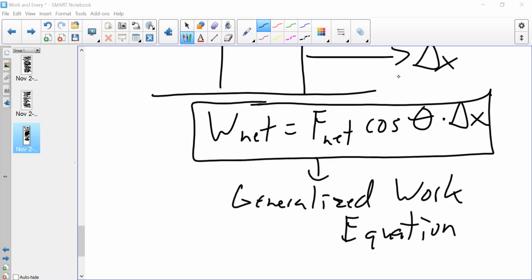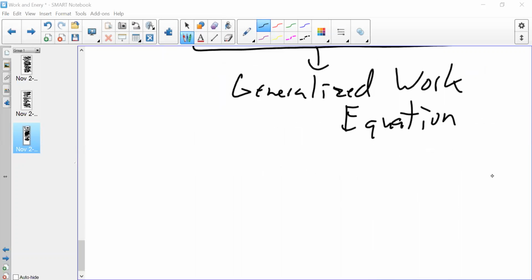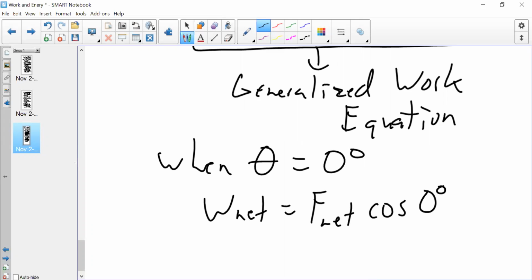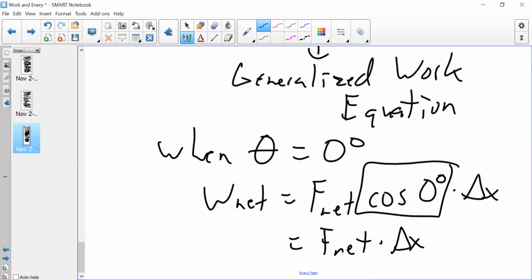Okay, question is, yeah, exactly. You and Emmanuel answered correctly. The horizontal component of this force is going to be performing work because it's in the same axis as the delta x. So let's say when angle theta is equal to 0, then it just becomes F net cosine of 0 degrees times delta x. This here becomes 1, so it just becomes our equation that we started off with, F net delta x, the easiest case.